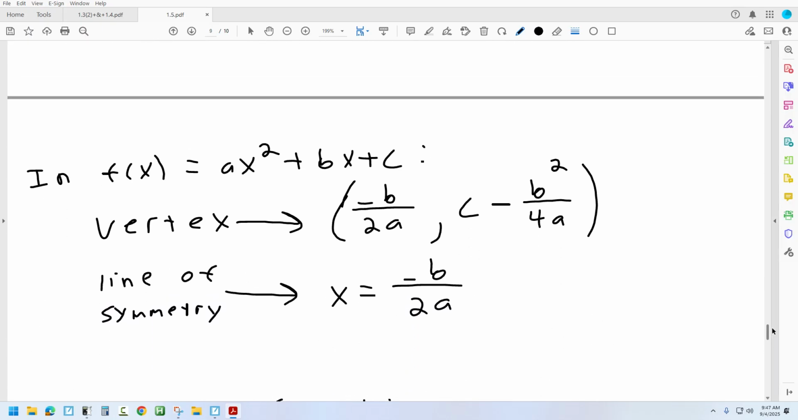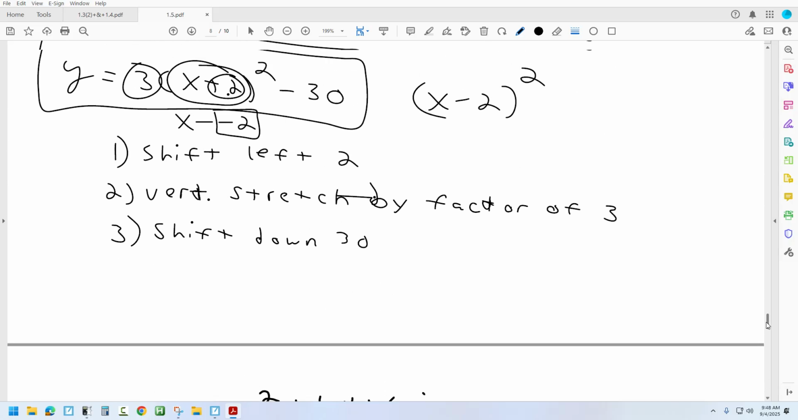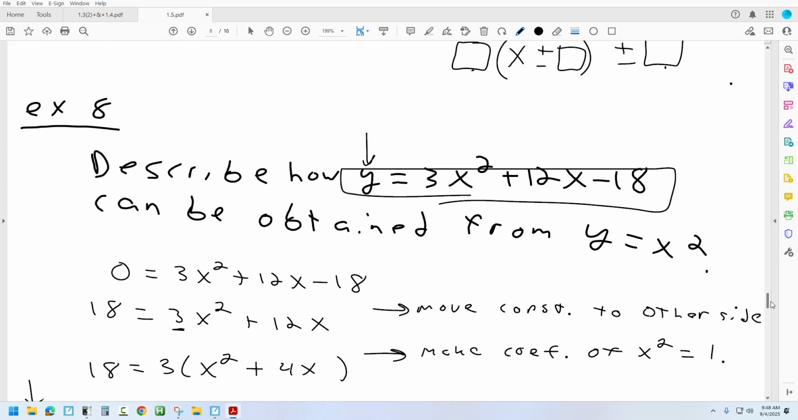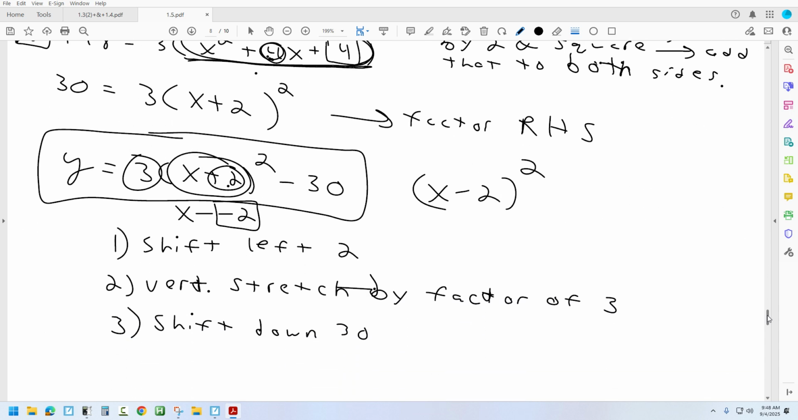So if you want to find the vertex and line of symmetry, there is a formula to do it. I never really remember the formula. If you gave me something like this, and you said find the vertex and line of symmetry, I would just complete the square. Right? And then I could easily figure out, okay, my vertex is at -2, -30.